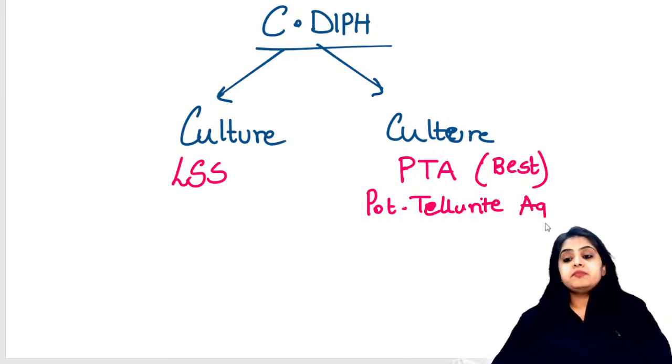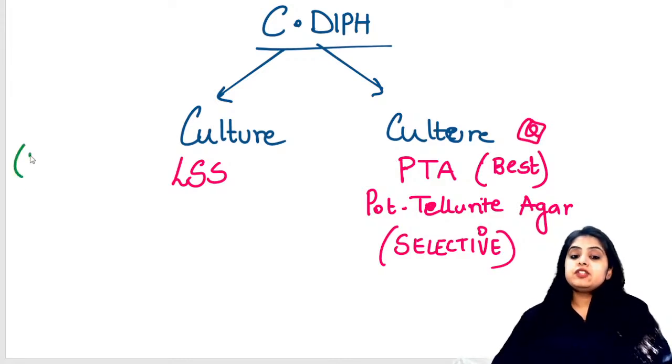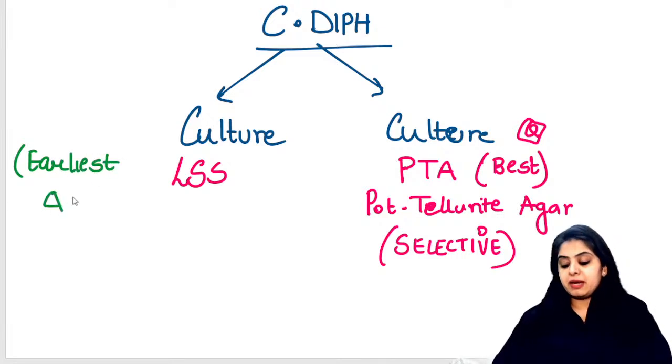It is a selective media. Selective media are always the best to select for any growth. Selective media are the best. But this was if I had asked you which is the best media. If I change the question and I say which media will you use for the earliest diagnosis of Corynebacterium diphtheria, that is Loeffler serum slope.